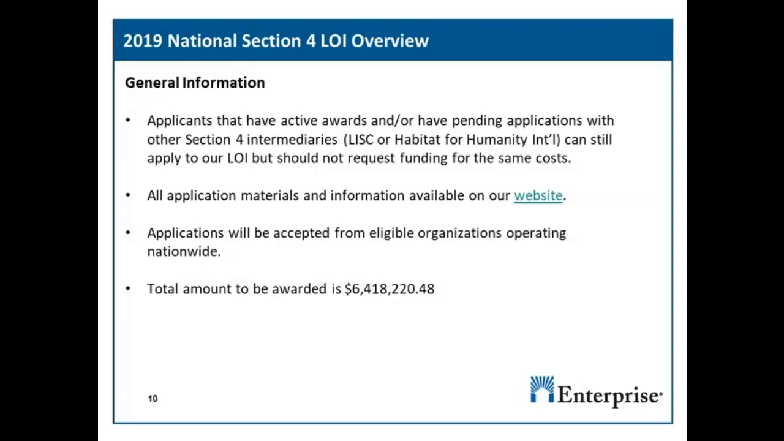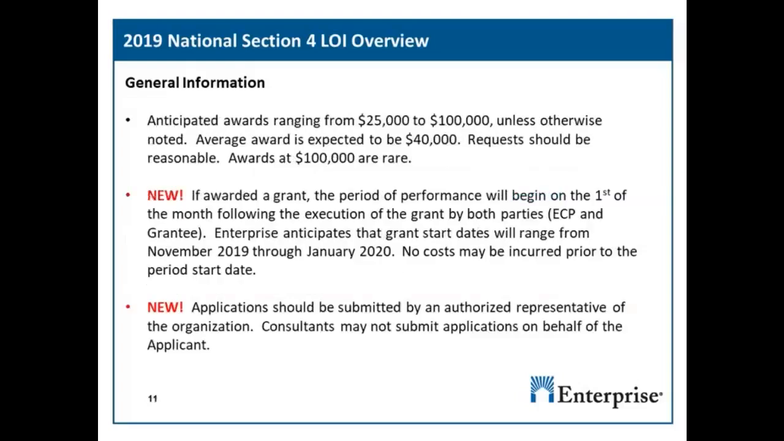We have a little over $6 million to award, and we're anticipating that our awards will range from $25,000 to $100,000 unless otherwise noted in a market attachment. The average award is expected to be $40,000. And so when you're submitting your ask, make sure that your request is reasonable and that it aligns with what you're proposing. I will say that awards at the $100,000 amount are pretty rare.